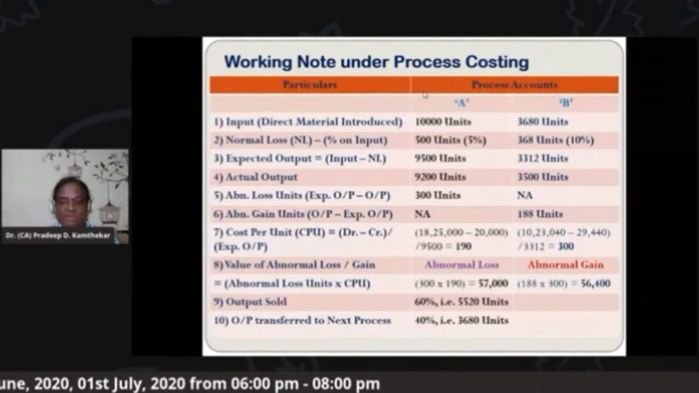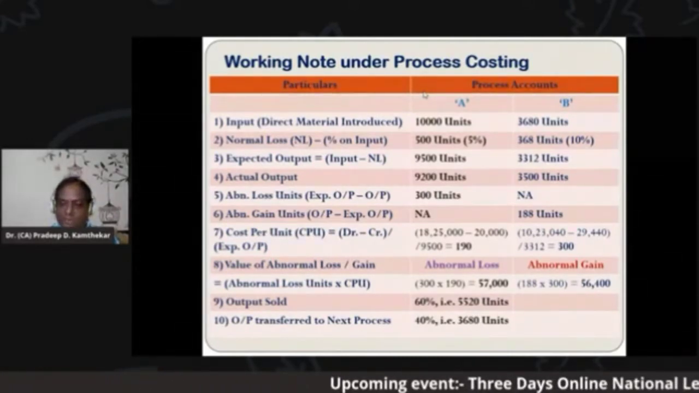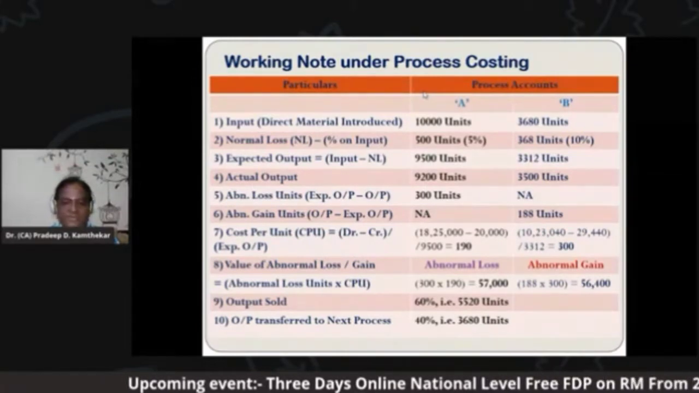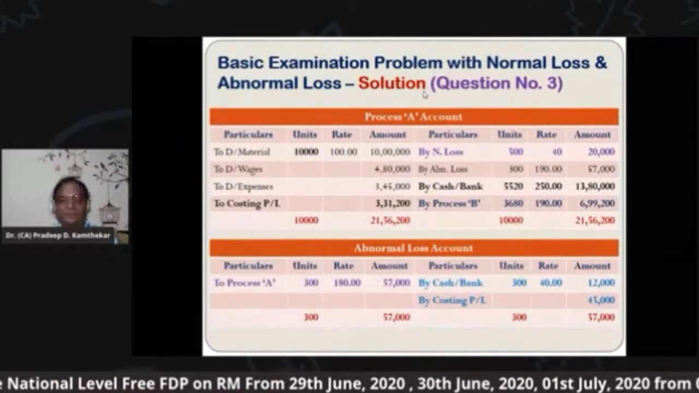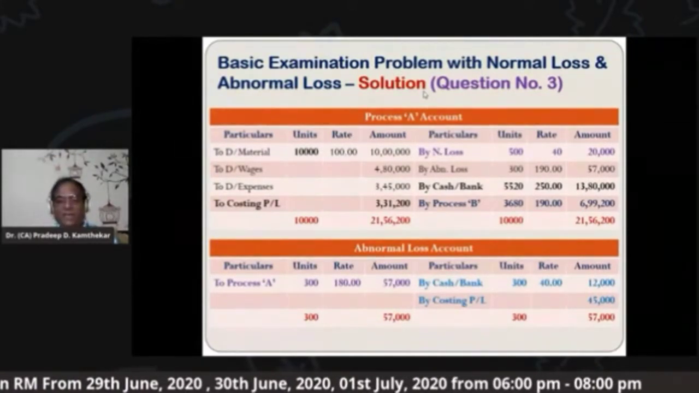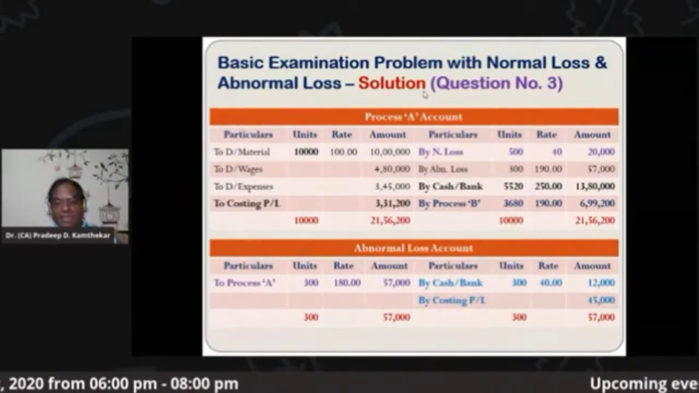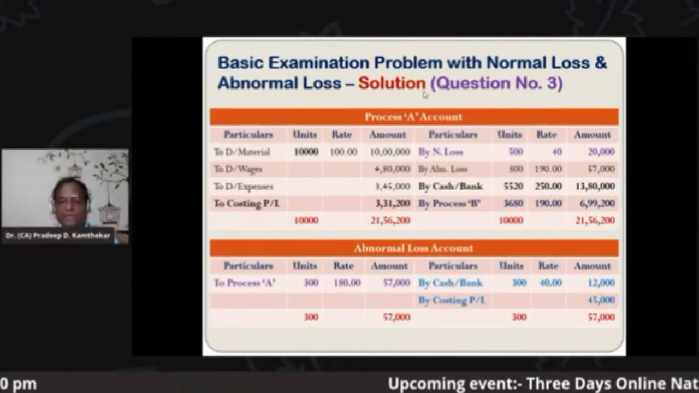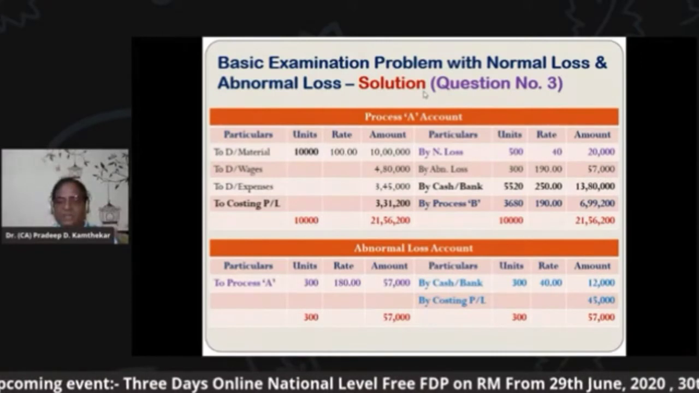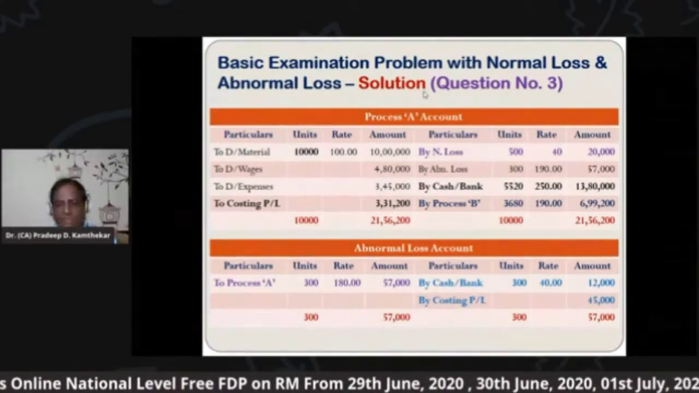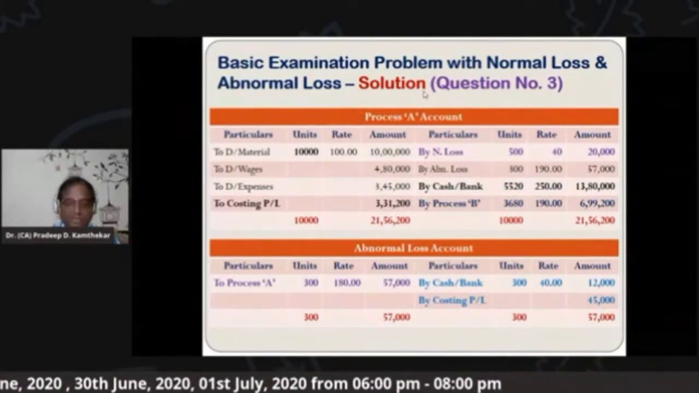Okay, the valuation of the abnormal loss, abnormal gain, expected output, abnormal loss units, abnormal gain, everything is the same as in the previous problem. So here in process A account, we have on the credit side by cash/bank 5,520, this is the sale directly made from process A at the given selling price of 250. So on this, 250 selling price minus 190 cost per unit, 60 rupees is the profit. So 60 into 5,520, if you calculate, is exactly 3,31,200, which you see on the debit side.